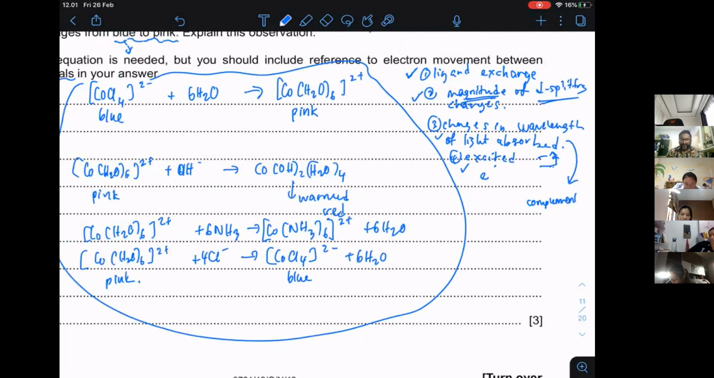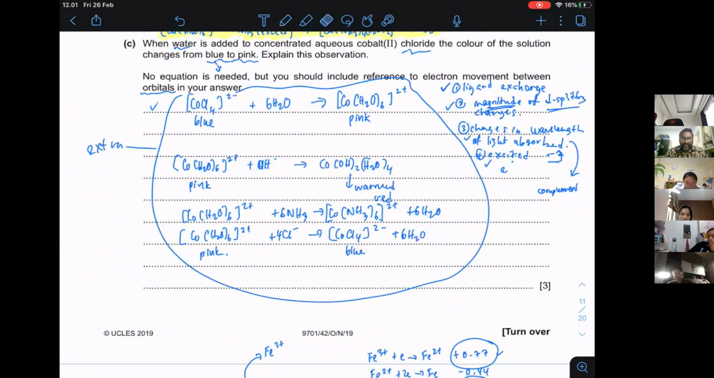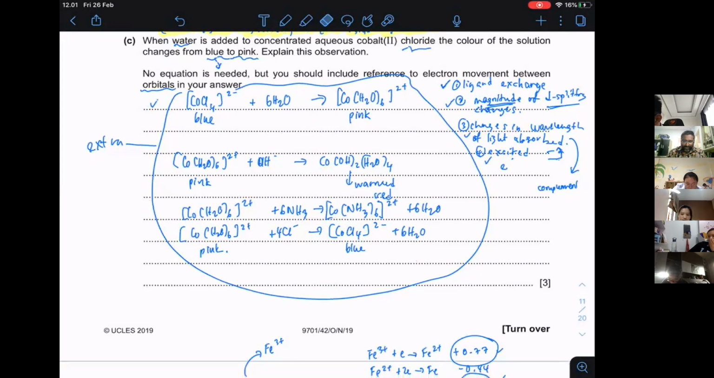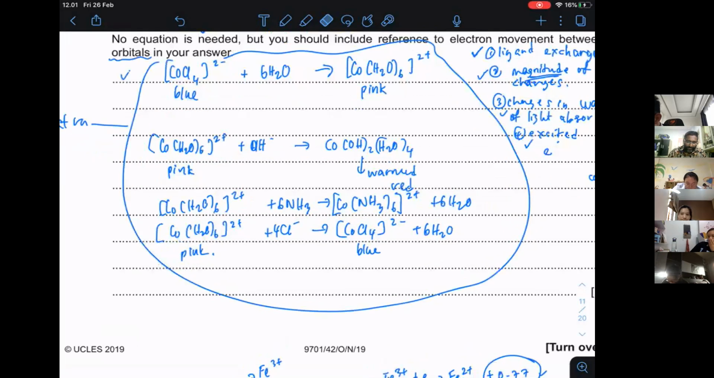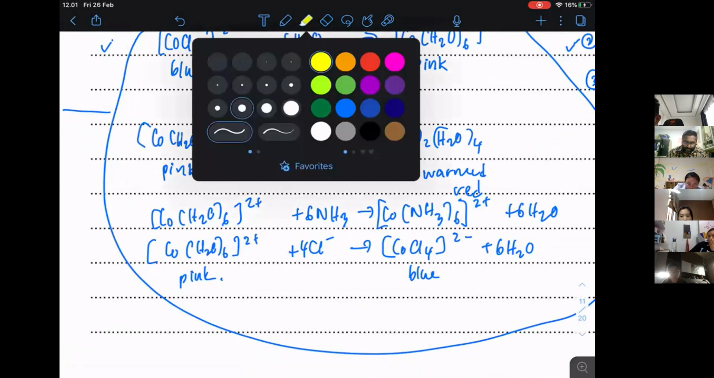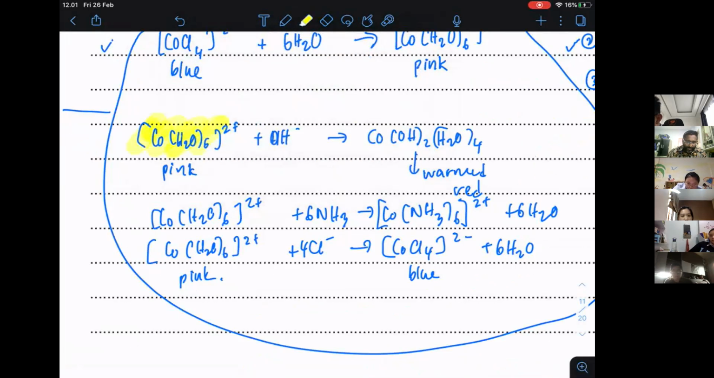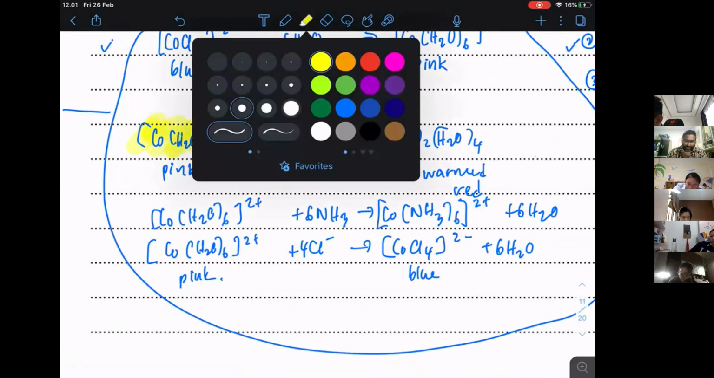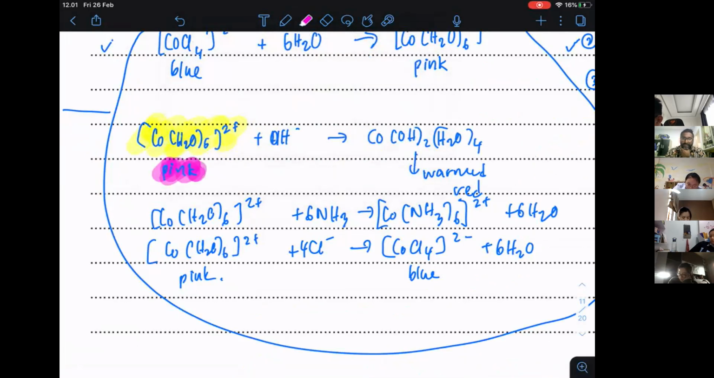But I want to discuss this because we started with the equations. Let's start with the cobalt. Cobalt 2 plus, they always exist in this form. Cobalt 2 plus always exists in this form, and the color is always going to be pink.